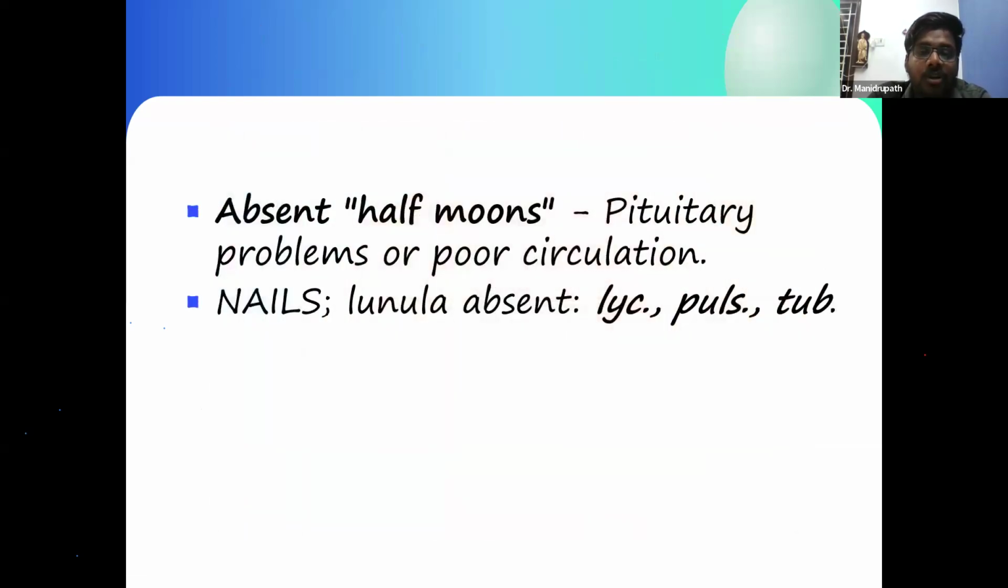Absent half moons. If there is absence of half moons, then the pathological prescription is pituitary problems or poor circulation. Nails with lunula absent: lyco, pulsatilla, tuberculinum. Only three remedies. Lyco, dictatorial, want for power. One of the key questions I always ask for lyco patients is whether the heels are cracked.